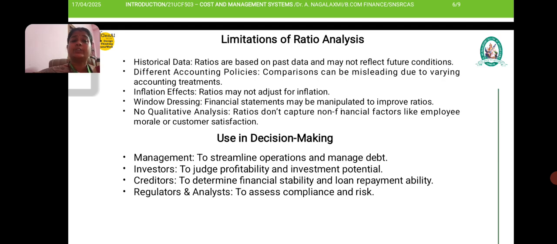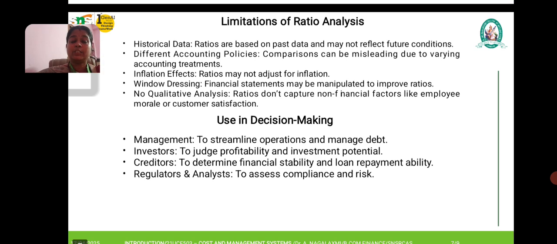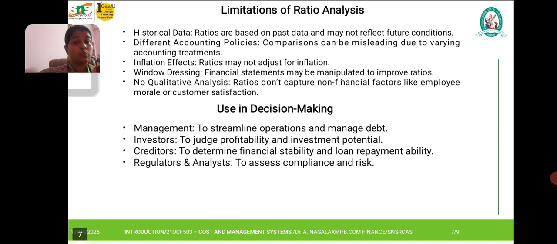The next heading is use in decision making. Where is it used? Management uses ratio analysis to streamline operations and manage debts. Investors use it to judge profitability and investment potential. Creditors use it to determine financial stability and loan repayment ability. Regulators and analysts use it to assess compliance and risk. Ratio analysis is used for decision making, and this will be handled by the top management and the stakeholders.